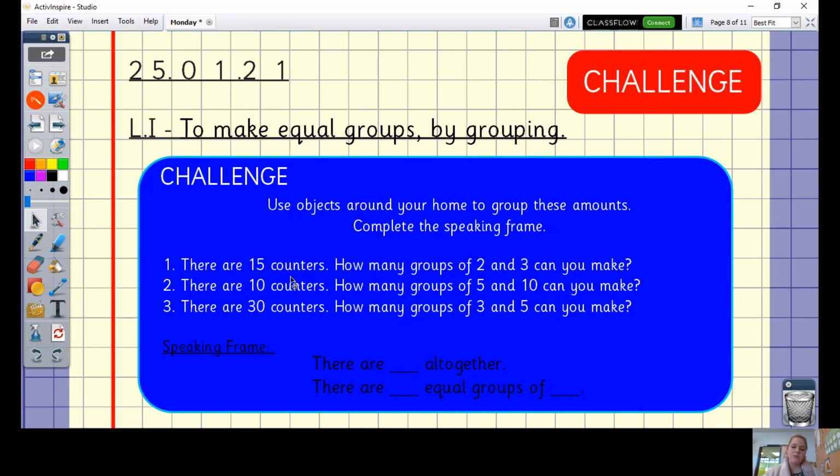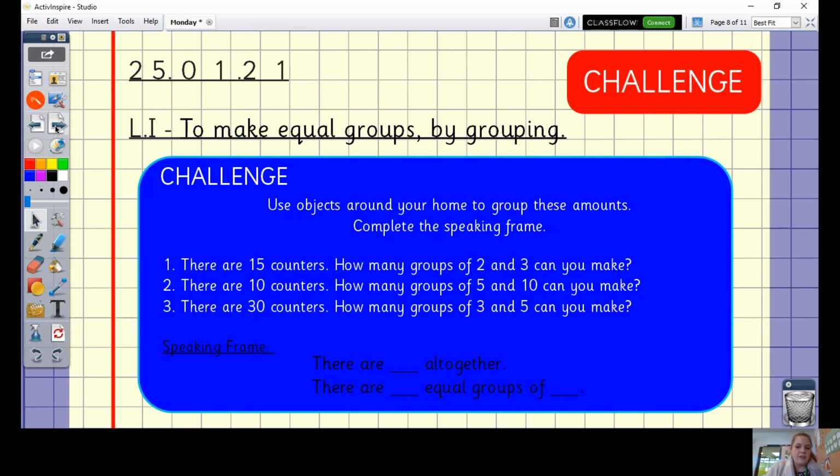After you've grouped each amount into your groups of however many, I want you to just complete this speaking form. There are blank altogether. There are blank equal groups of blank. Okay, so for example, there are 15 counters. There are 2 equal groups of 5.